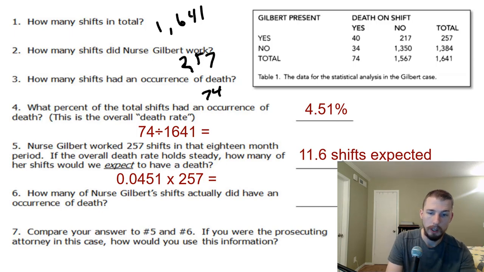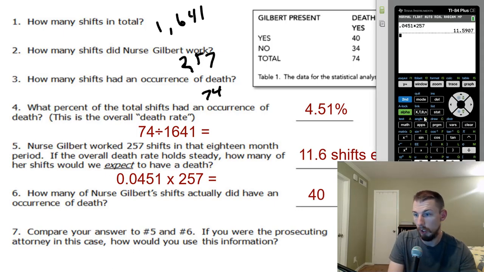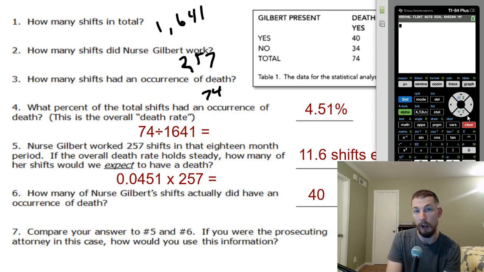had deaths. But how many shifts with deaths did Nurse Gilbert actually have? Well, she had 40. Okay, well, we were only expecting 11.6. I mean, if everything was even, like expecting 5 heads out of 10 coin flips, but all of a sudden we got this crazy value like that.